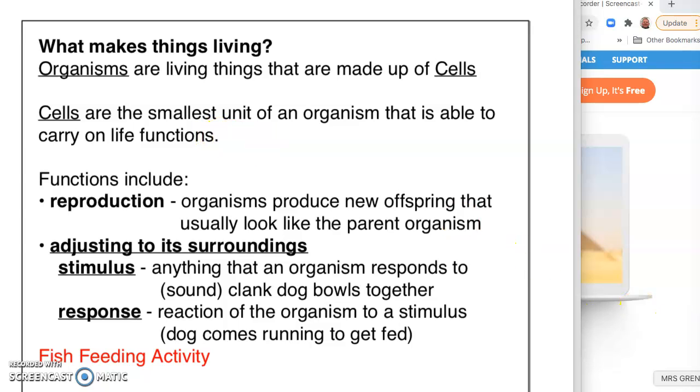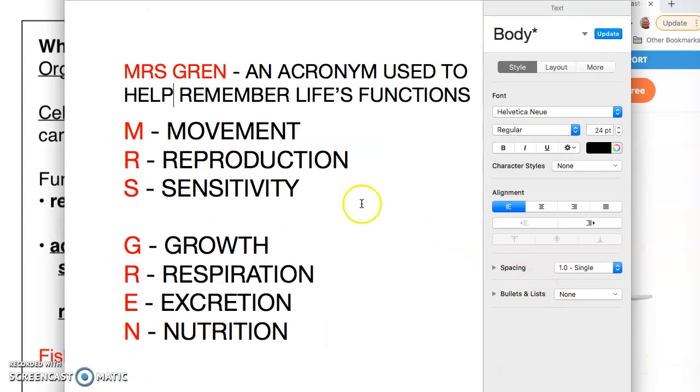And then for the life functions, I would like you to write in there the acronym Mrs. Gren, and then write out these things: movement, reproduction, sensitivity, growth, respiration, excretion, and nutrition. Put those in the notes section under your Jeffers journal.